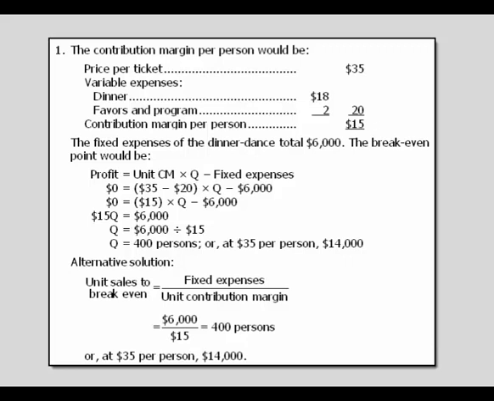Now the other way to solve this is using the unit sales to break-even formula, where we just take the fixed expense and divide it by unit contribution margin. So 6,000 divided by the $15 contribution margin comes out to be 400 persons. Multiply that times $35 and you come up with $14,000 as the answer to part 1, which is the break-even per person.